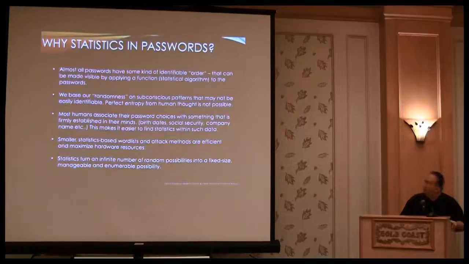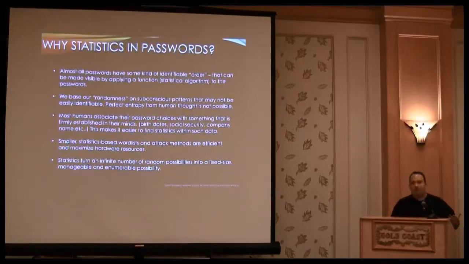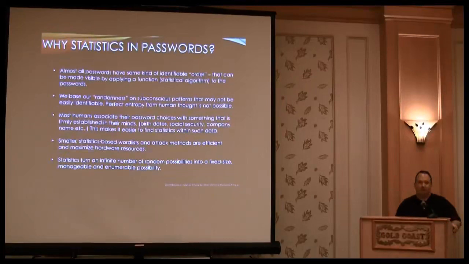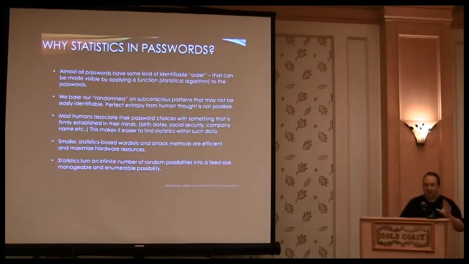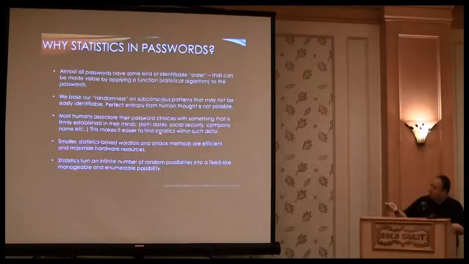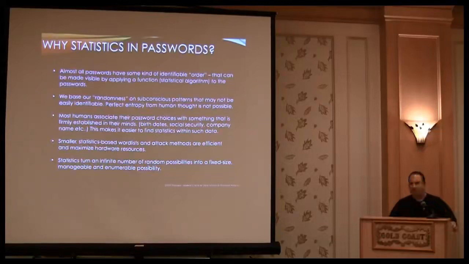And perfect entropy from human thinking is not possible. So there's no such thing as complete randomness in the human mind. Certainly when you take all humans and group us all together on the planet, there's no such thing as perfect randomness in the way that we think. Most humans associate their password choices with something that is firmly established in their minds, from birth dates, social security numbers, company names, etc. So even when we're thinking random, we still base it on something in our minds.